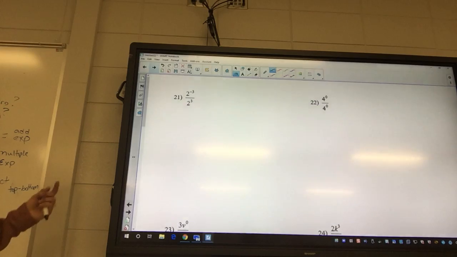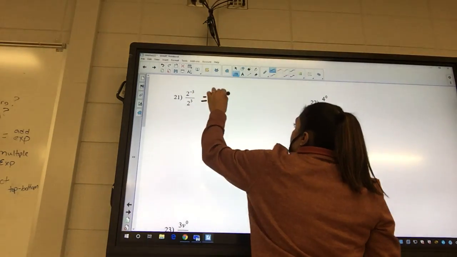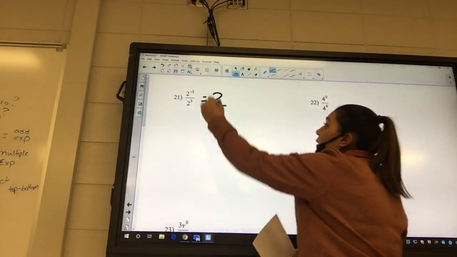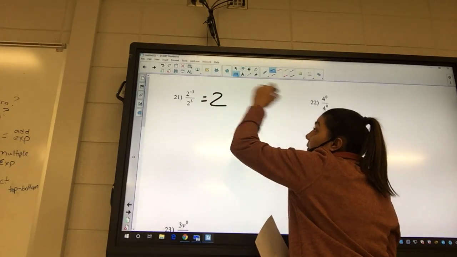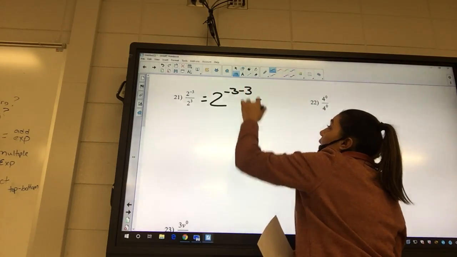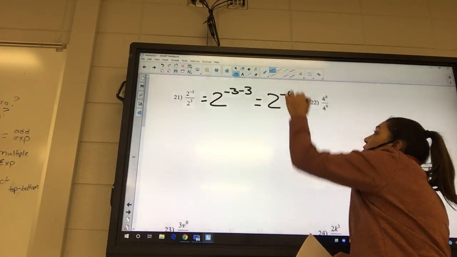Okay, the last section on here, what type of problems are these? Division. How can you tell that it's division? Because they have the fraction bar, that means it's division, and we subtract the exponents. We say top minus bottom. So we keep our same base, and we take the top one, which is -3, minus the bottom, 3. So -3 minus 3 is going to be -6. So you're going to have 2 to the -6.